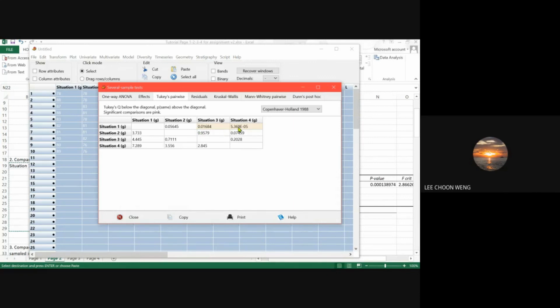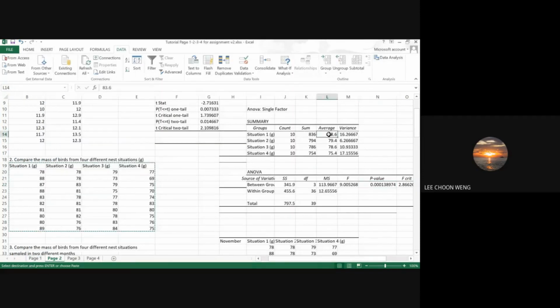So what can we say from this table? We can say that situation 1 is significantly different from 3 and 4. And that's it. No other pairwise comparison is significant. So only situation 1 is significantly different from 3 and 4, which makes sense from the average that you see.